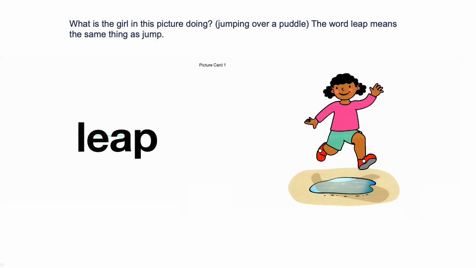What is the girl in this picture doing? She's jumping over a puddle. The word leap means the same thing as jump. Let's say leap together. Leap.